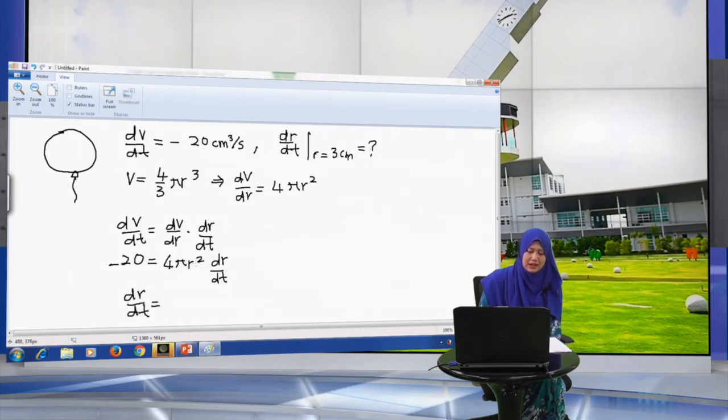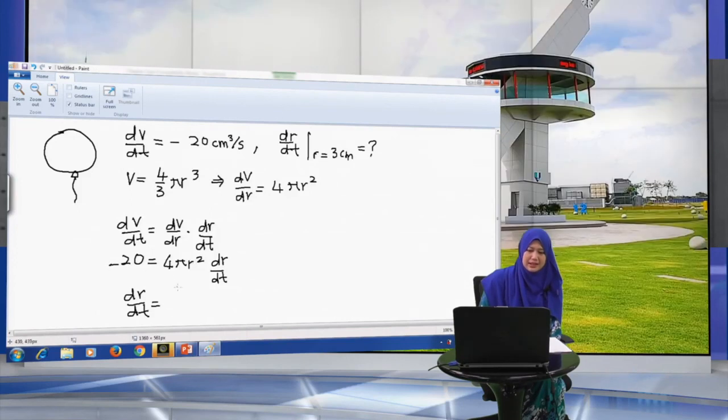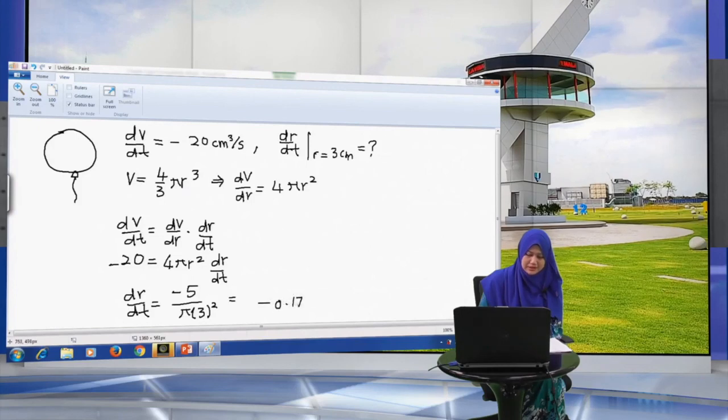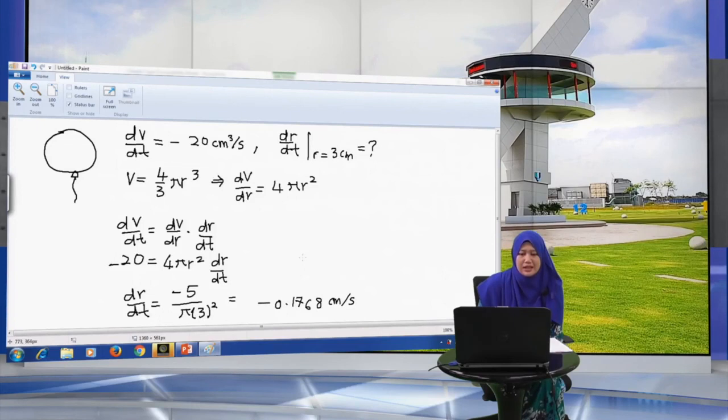By putting r equals 3 we get dr/dt equals negative 5 over pi r squared, and we substitute with 3 squared, which is equal to negative 0.1768 centimeter per second. Okay, so this is the answer. The radius changes with the rate of negative 0.1768.